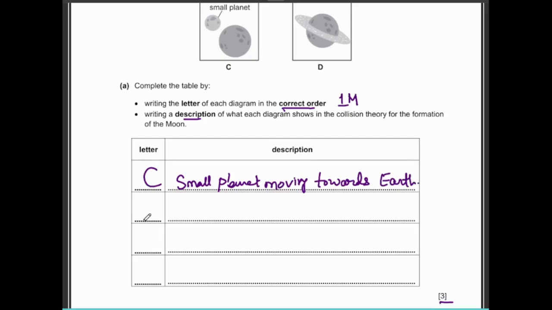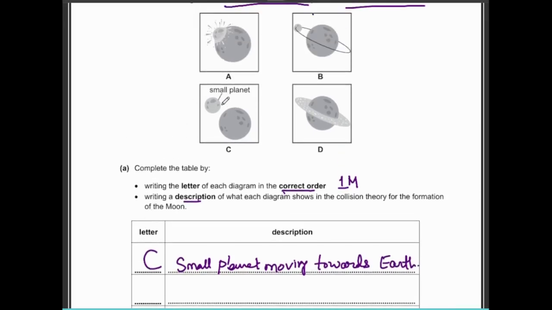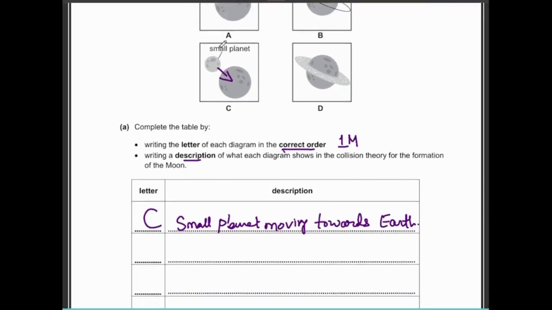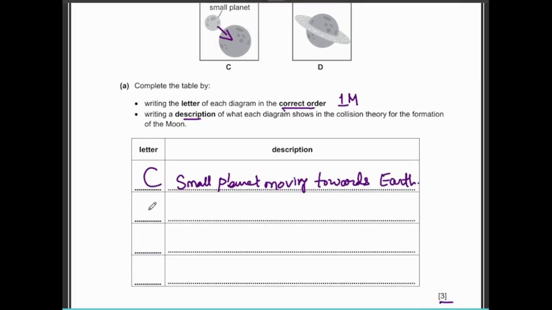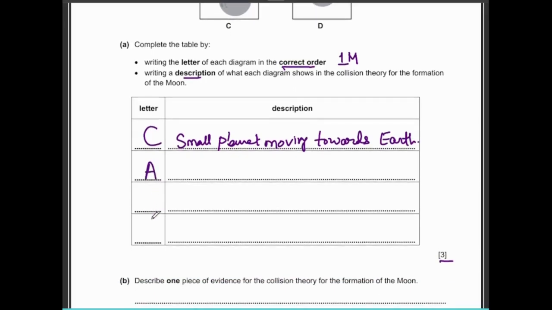Next one. What happens when the small planet moves towards the earth? There we have the A, a collision, right? Now you can write small planet will collide. You just need to write whatever is there in the picture.